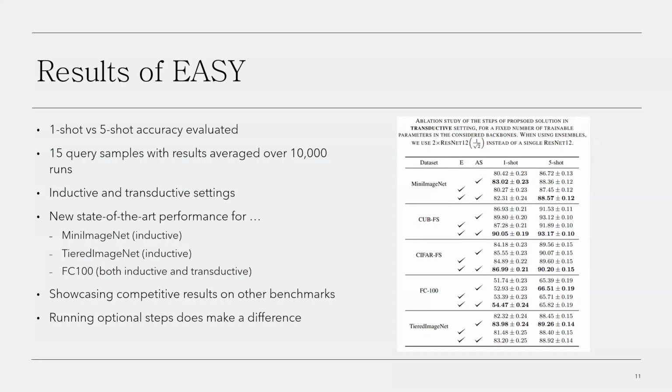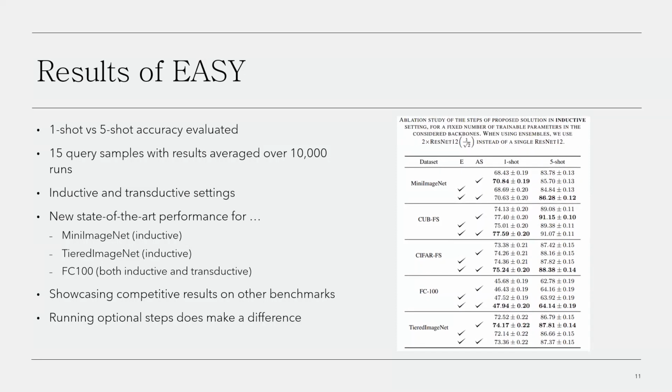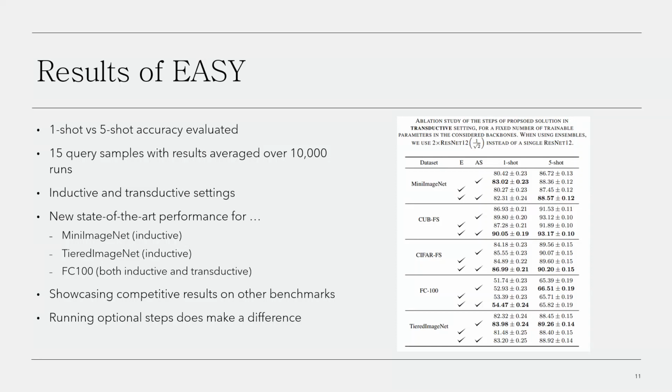And then lastly, we have the transductive setting. Here, similar thing, we had either E or AS on or off in all the different combinations. And the backbone, of course, is always on, so that's why that's not included in these graphs. You can see that in inductive versus transductive, there are some differences for 1-shot and 5-shot. If I go back and forth, you can see where the bolded samples change. But overall, from what I've seen reading their paper, running both of the optional steps is most likely the way to go.